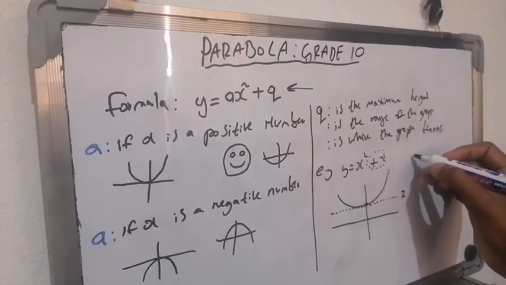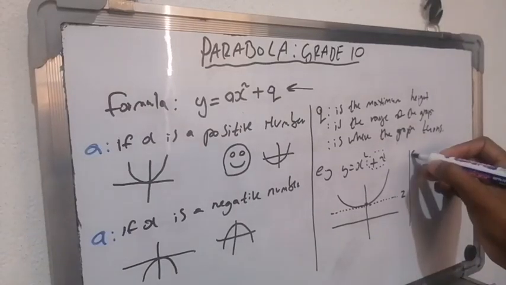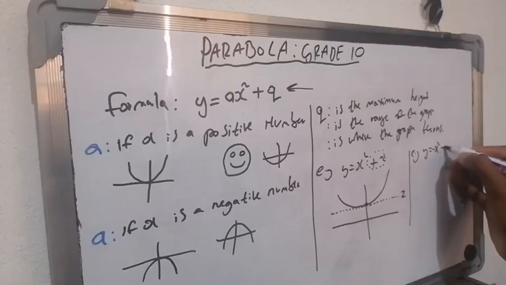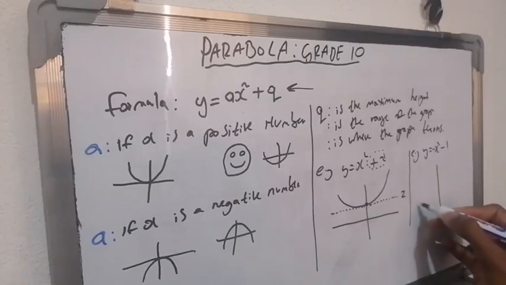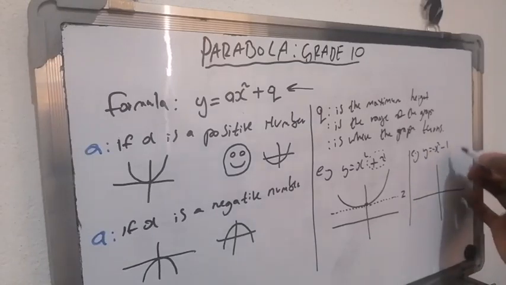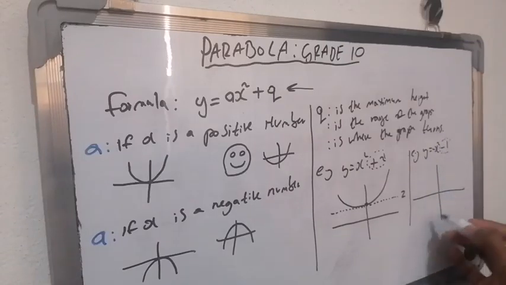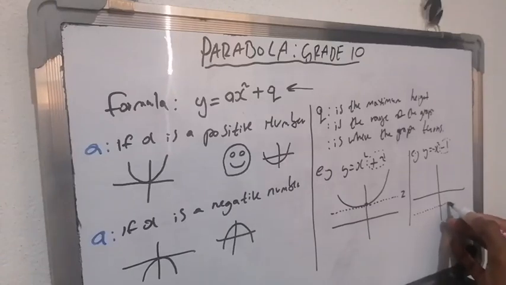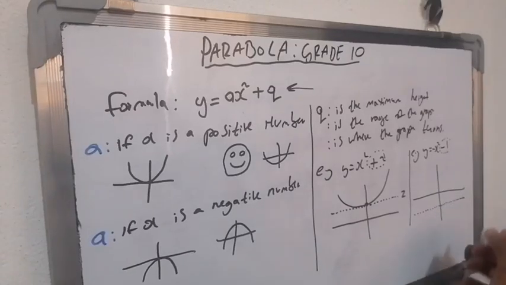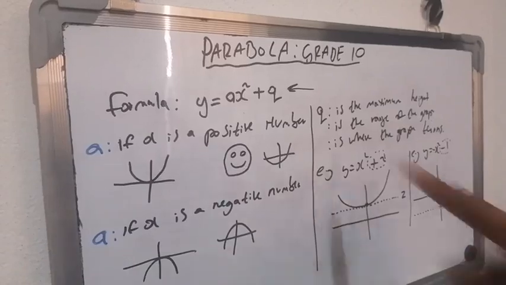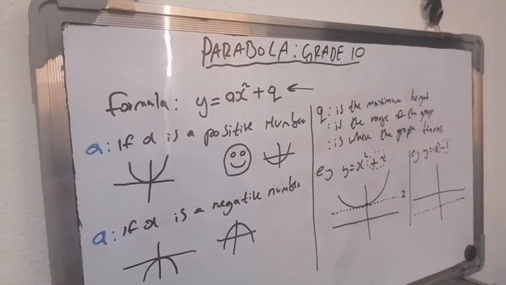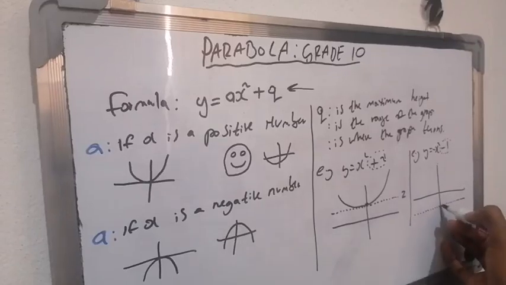Well, for example, maybe another example, if I said to you y is equal to negative x squared minus 1, the first thing that you do is to look at your q, where the q will be at negative 1, because I believe you understand where the negative y-axis is. So that means the value of q will always touch the y-intercept. So this is where your graph will be.